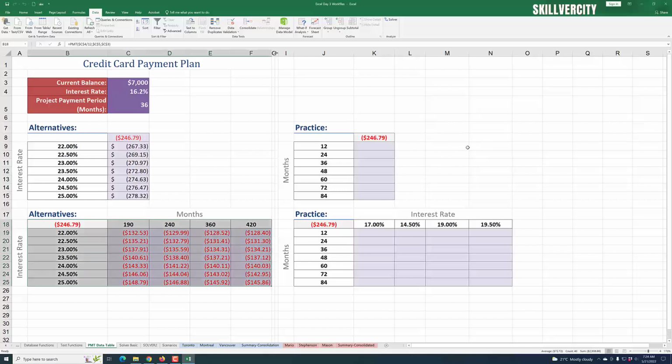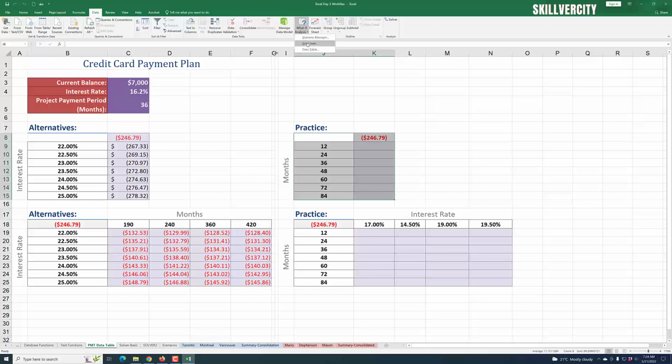Okay, so let's take the other example now, which is the other way around. If we select this table here and go to our data tab and find data table, here we are looking to see how the number of months will affect our payment. So the input cell will be the column input cell, and it's going to be 36 months. Okay, if we click OK, we see what the payment here is.